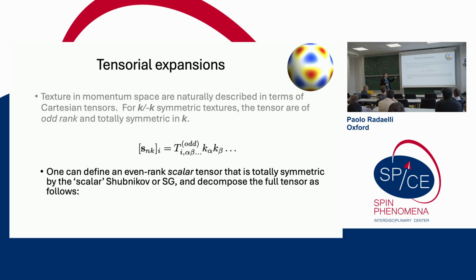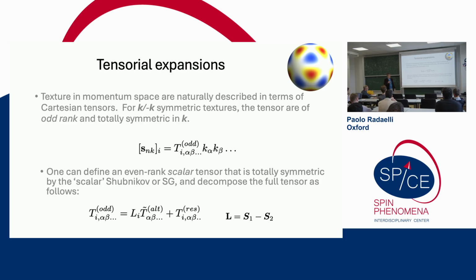Okay. So one can define an even rank tensor. So that's an odd rank tensor. One can define an even rank scalar tensor so that when contracted with k it gives a scalar, and decompose that tensor in this way. Okay. So you can decompose the odd tensor into an even tensor times the components of the staggered magnetization plus everything else. Okay.